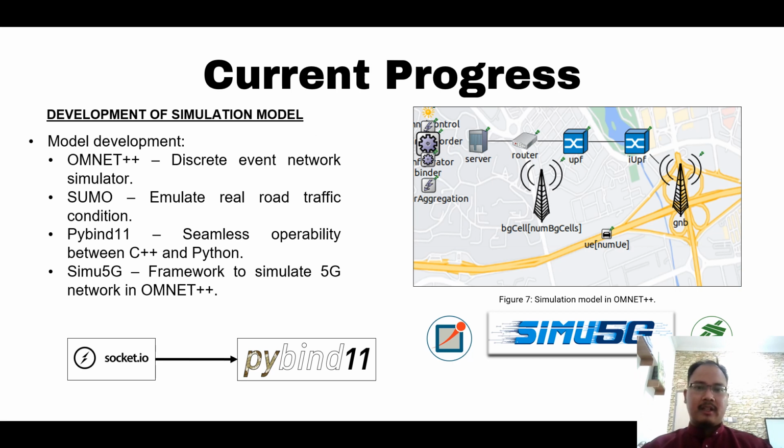Socket.io is a JavaScript library that enables real-time bidirectional communication between web clients and servers. On the other hand, PyBind is a Python library that provides tools for binding C++ code to Python. It allows developers to write C++ code that can be called from Python, enabling the integration of C++ libraries into Python applications. The OMNeT++ simulation environment, which is built on C++, can be integrated with the DRL written in Python by employing PyBind to establish seamless communication between the two programming languages.